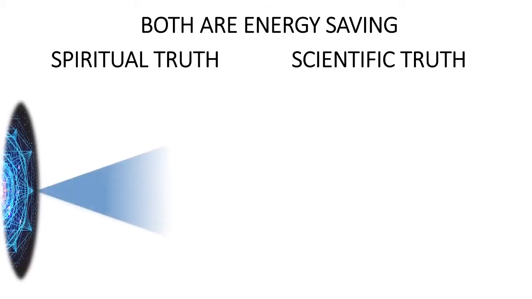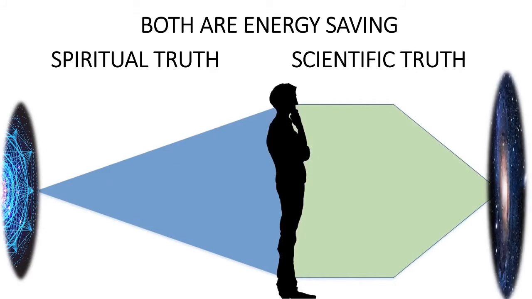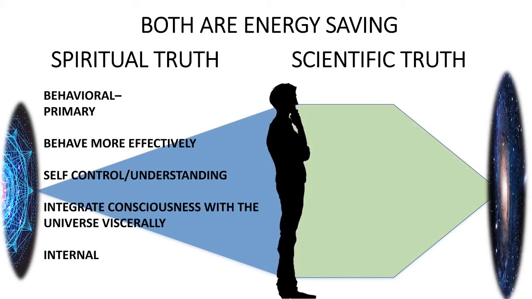Spiritual truth comes from the inside. Scientific truth is external. Spiritual truth is a behavioral truth. It's saving energy by changing behavior. It's primary truth. It's fundamental. It's behaving more effectively. It's having self-control and understanding. It's being able to usefully integrate your consciousness with the universe, right? It's being able to control what you do and how you do it, so you do it in a way that saves you more energy.